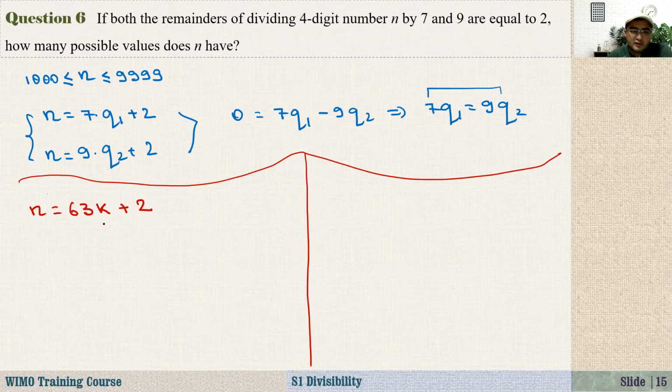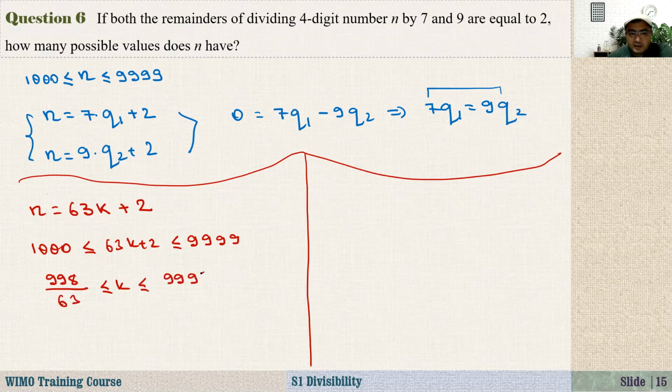Now, if you substitute there, we need to find the possible values of k. So here we have 1000 less than or equal to 63k plus 2 less than or equal to 9999. So now if you subtract 2 from all of these numbers and divide by 63, what do we have here? Here we have 998 over 63 less than or equal to k less than or equal to 9997 over 63.